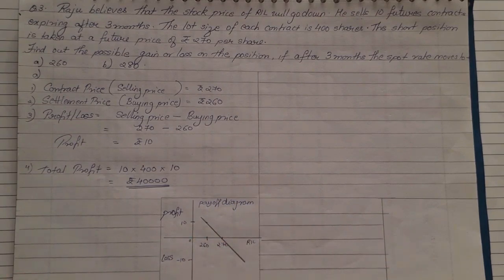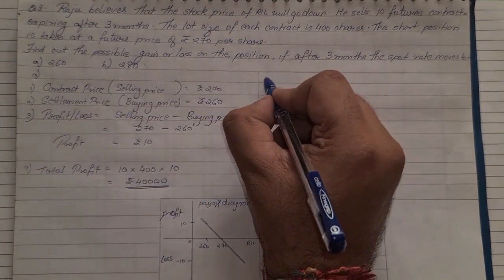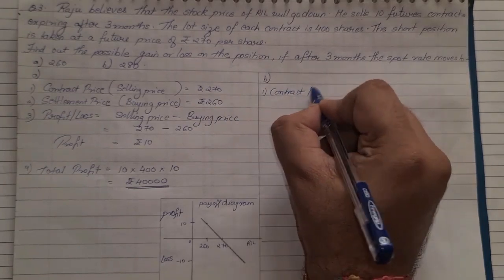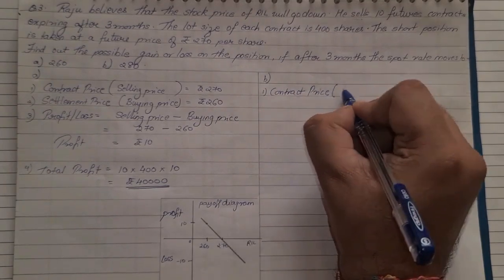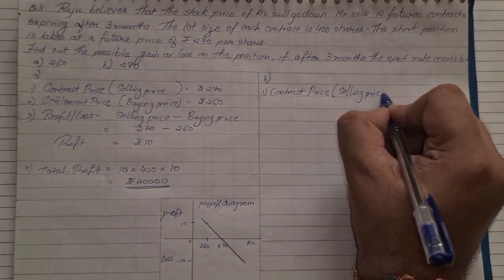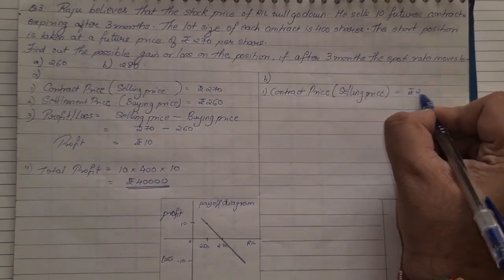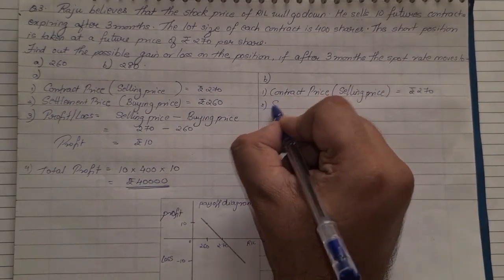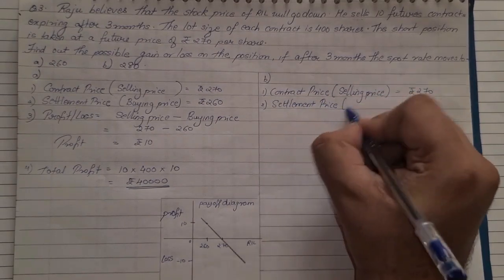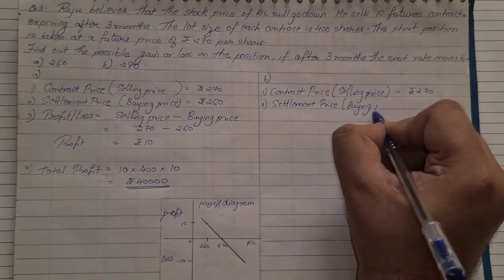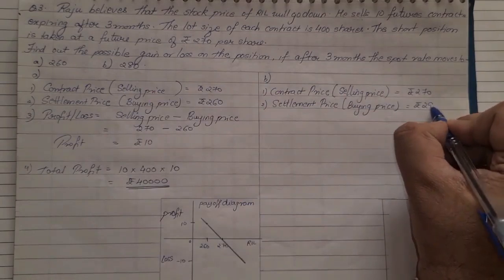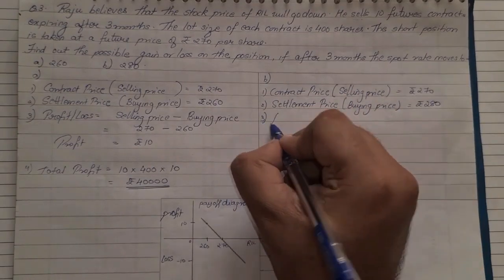Okay, very simple. Now, chalo, the same thing we will replicate for part B. Again, number one, contract price. Now, the contract price here, again, is the same. It is based on selling price, because here he has sold for rupees 270. So, on settlement date, we will have to buy. So it will be based on buying price. So my buying price is rupees 280.